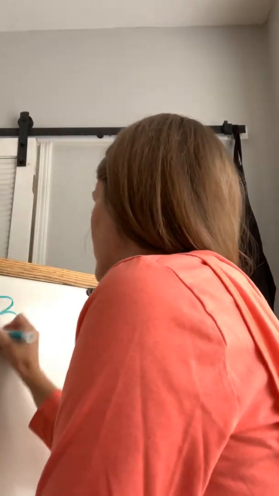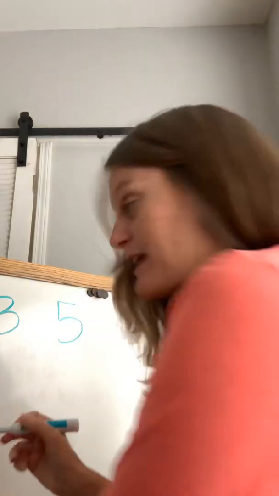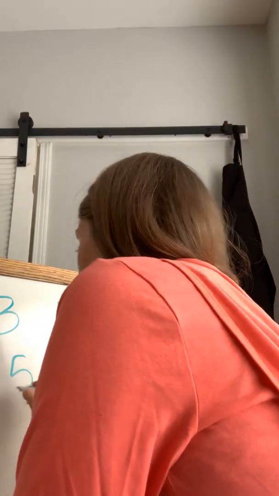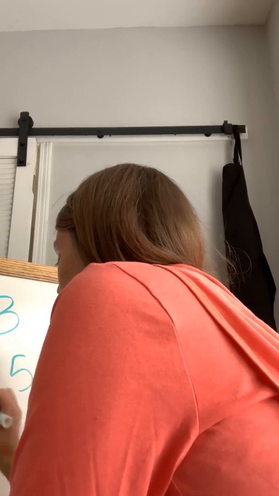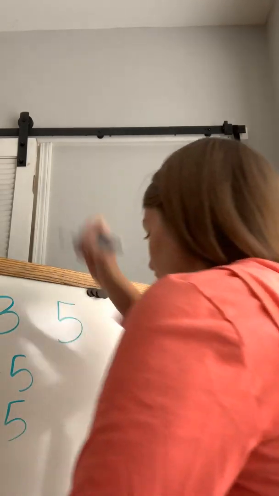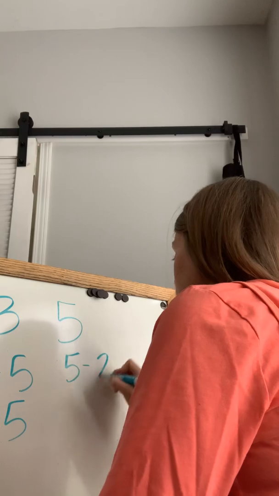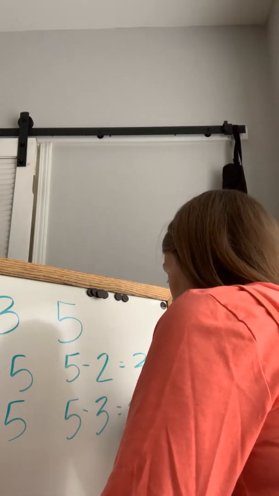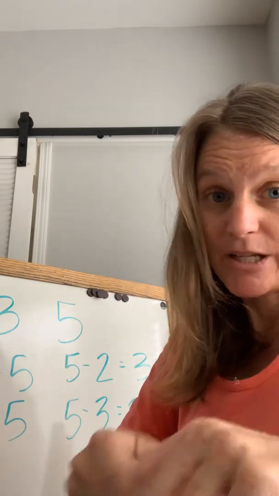If I have the numbers 2, 3, and 5 that I have to use as a fact family, I'm going to do 2 plus 3 equals 5. 3 plus 2 equals 5. 5 minus 2 equals 3. And 5 minus 3 equals 2. That's how I'm going to do a fact family.